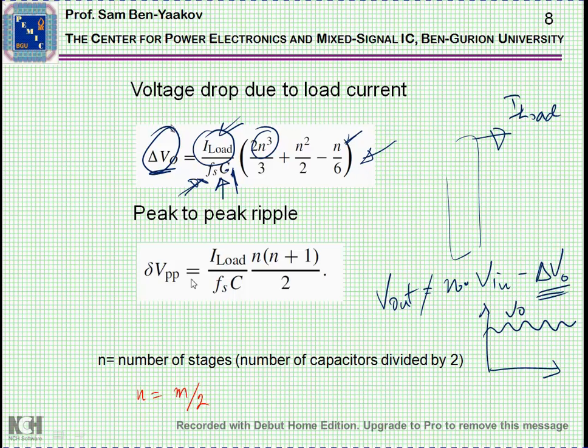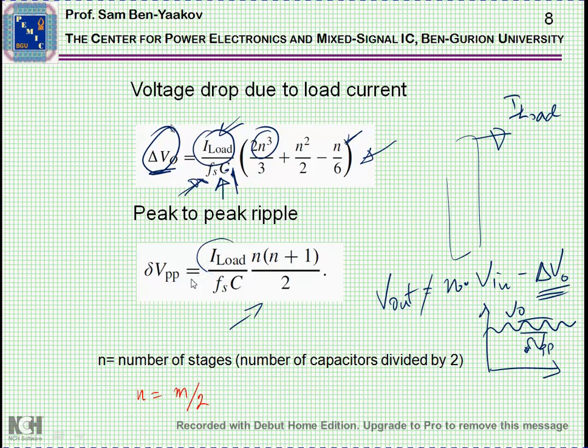This is the output voltage, and here is the ripple. This is this delta volt peak to peak, and this is the expression for this ripple.